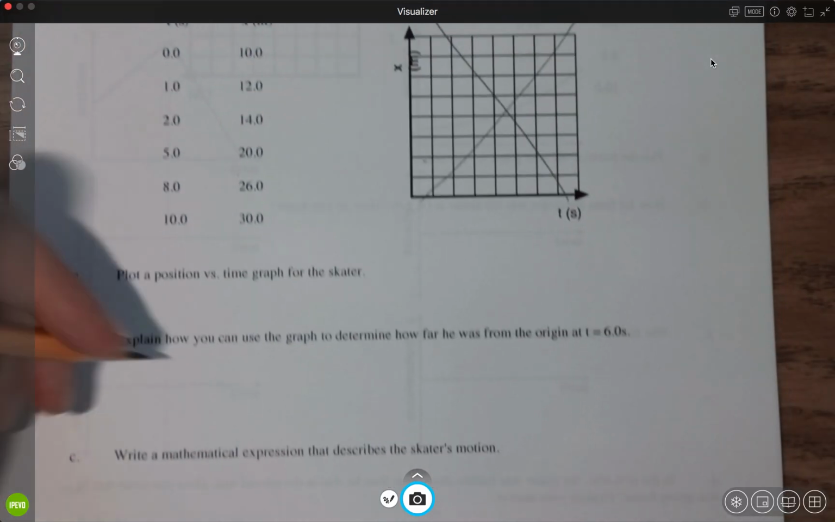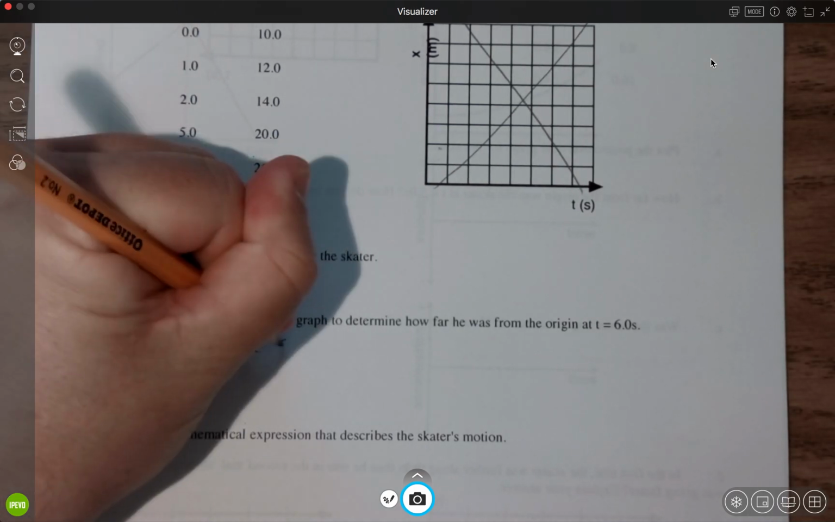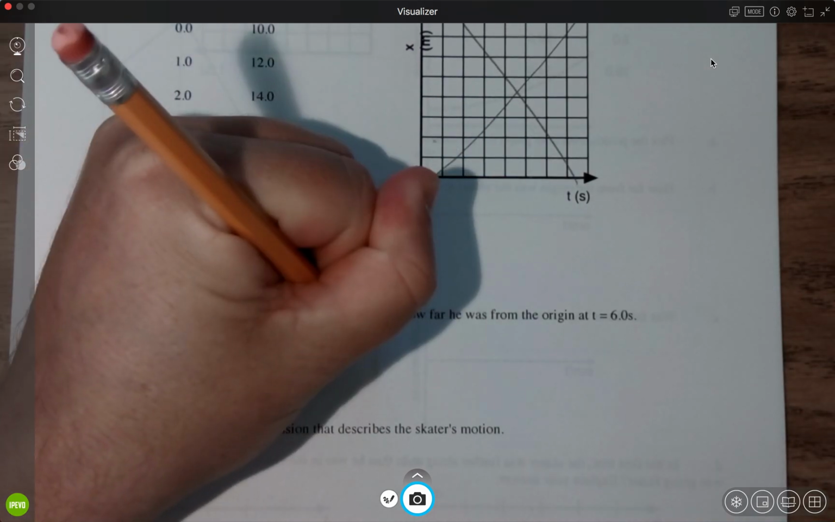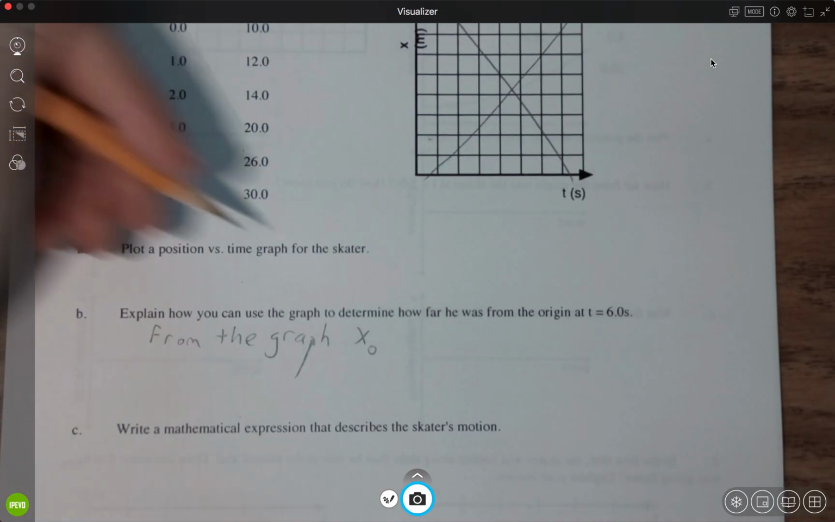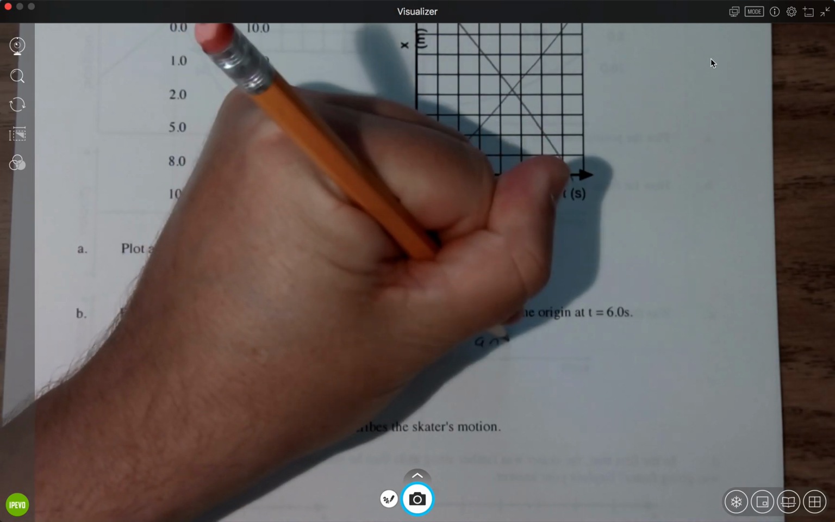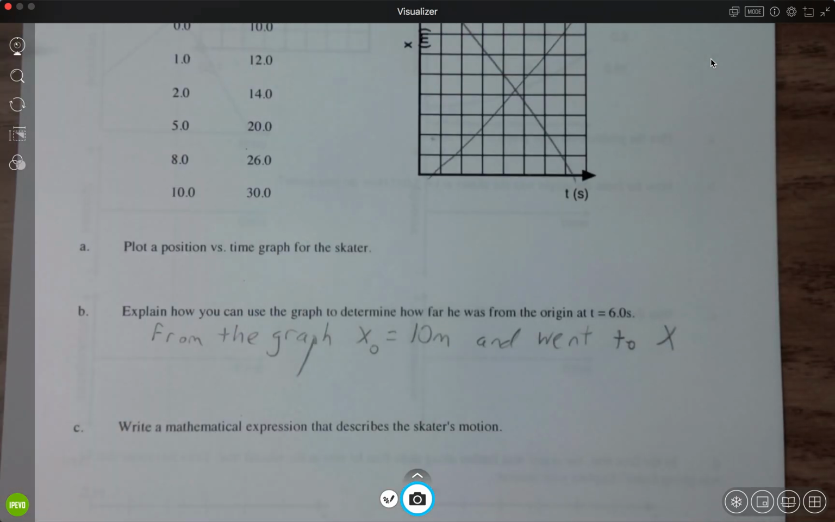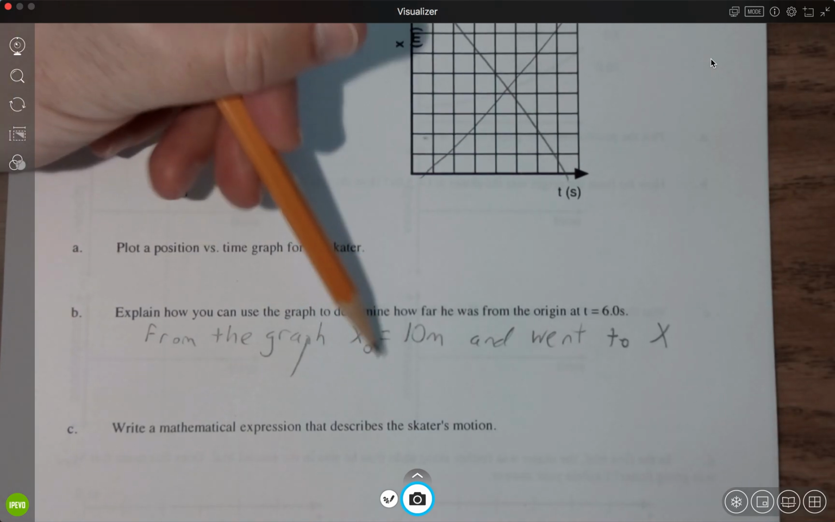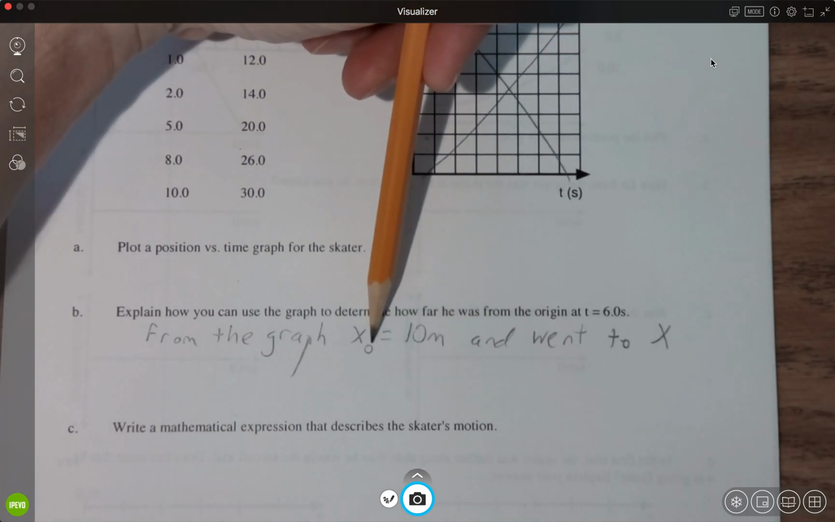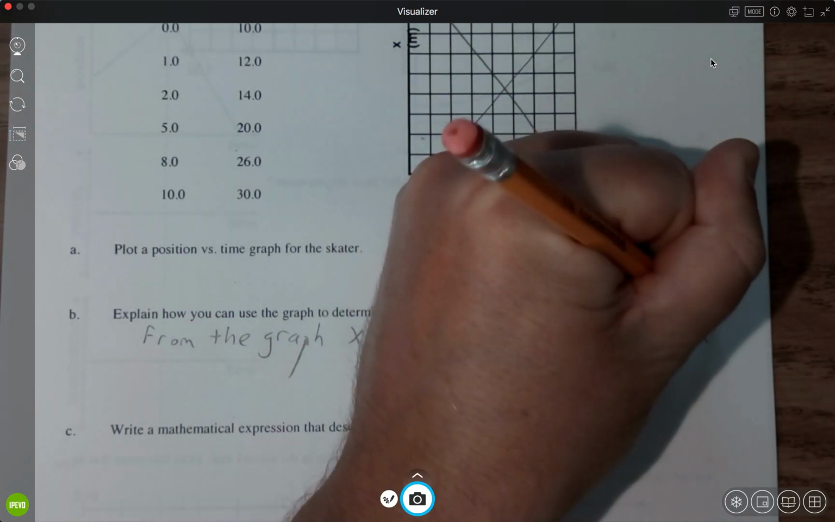So from that, we know from the graph that they started at a position, this initial position, this x0, this is where they start. They start at 10 meters and went to x, this is going to be for the distance. Now this x sub 0 is its initial position. That's where it starts at time equal to 0. That's why there's a little 0 down there. And then its final position was at that 22 meters.